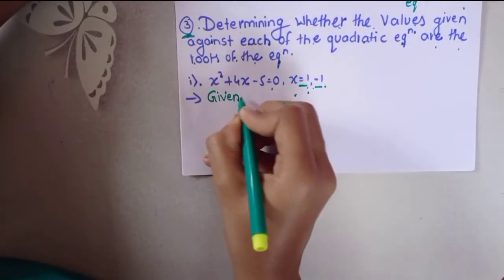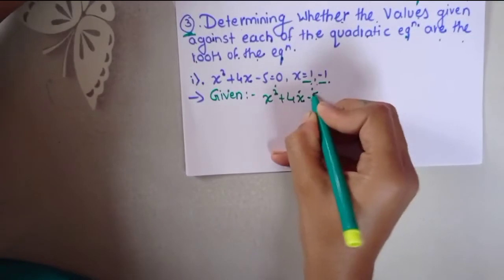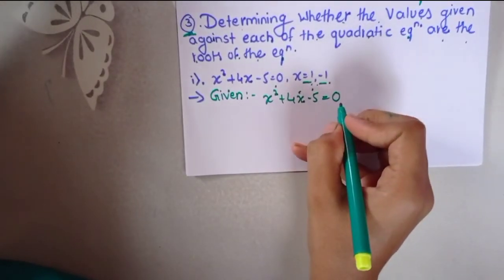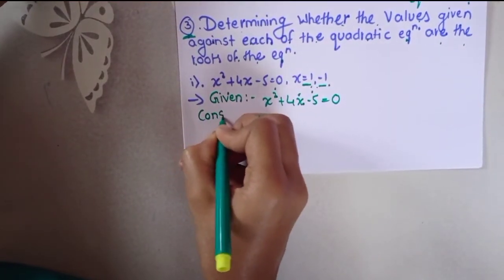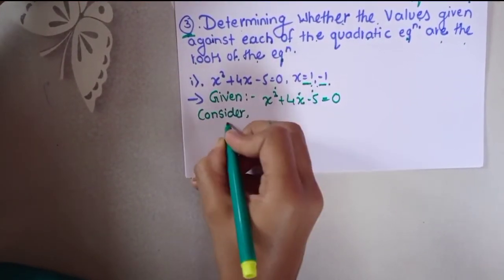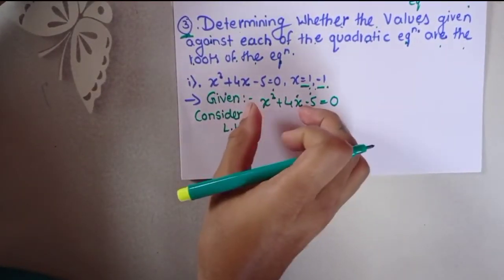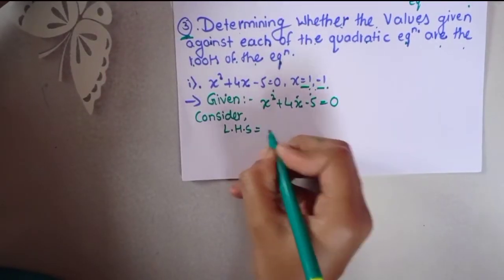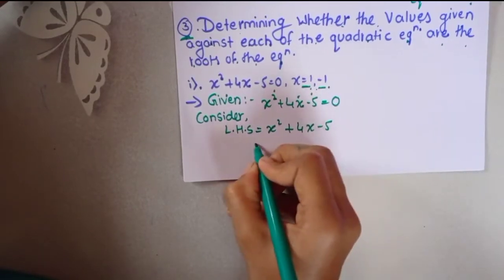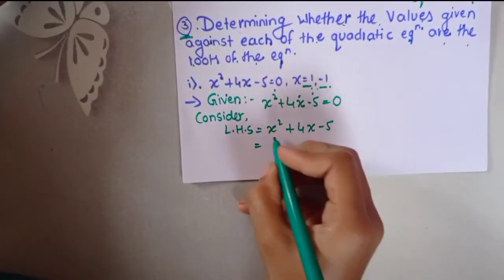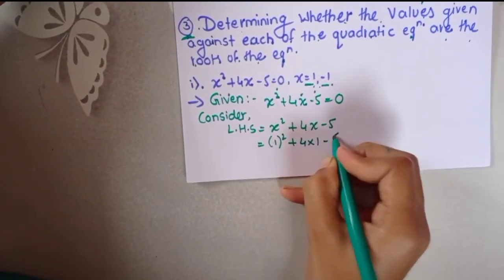Given x square plus 4x minus 5 is equal to 0. Now consider LHS. We should not take both sides together. First of all, we consider the LHS, which is equal to x square plus 4x minus 5, which is equal to, putting x is equal to 1, 1 square plus 4 into 1 minus 5.